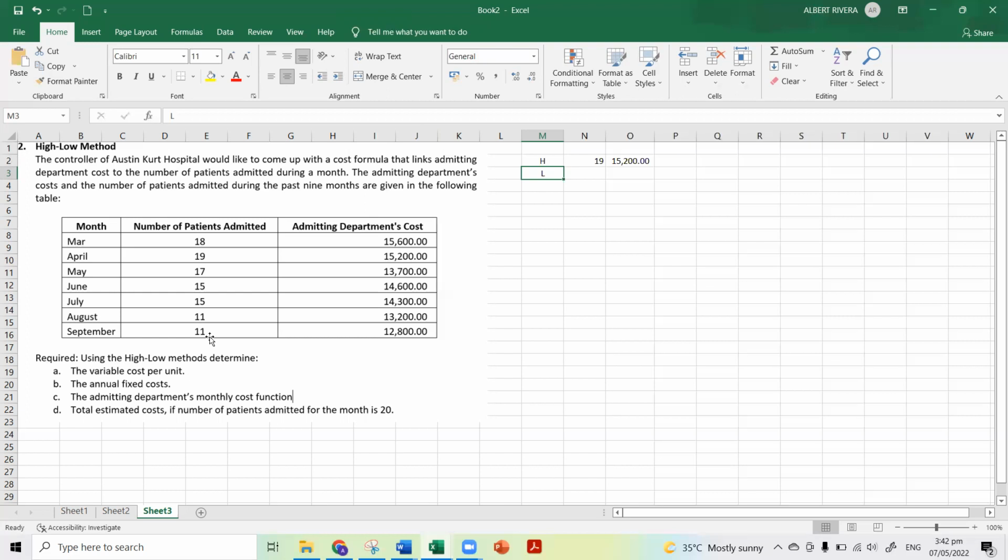Okay, pag ganyan class na pantay, no? Siyempre, ang magpapahiwalay sa kanila, ito. Okay, which among them has the lowest cost? Okay, so this is lower cost. This is 12.8. So this is the highest level of activity. This is April. And the lowest level of activity, this is September.